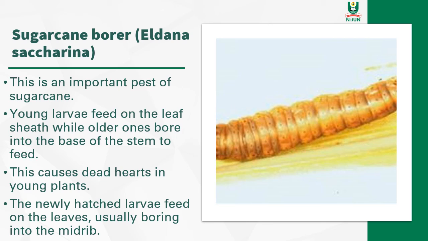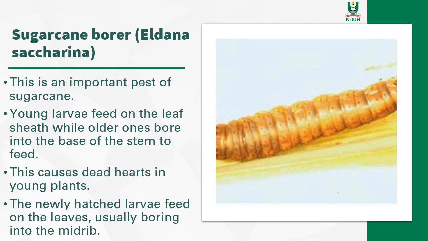Another pest is the sugarcane borer, and this is an important pest of sugarcane. And here is what the larvae look like. The larvae feed on the leaf or the leaf sheath, while older ones bore into the stem of the sugarcane plant, and it causes dead hearts in the young plant. So they bore in the middle and then they kill the plant right from there.